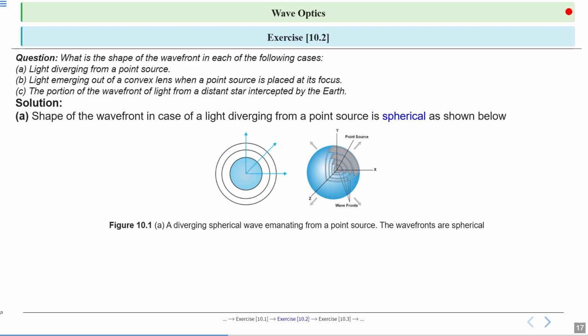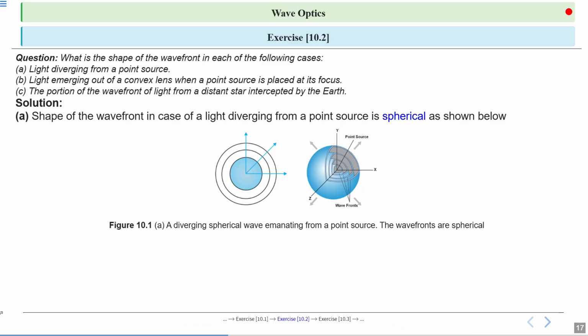So let's examine the first case, light diverging from a point source. Notice how the wavefronts are spherical. This is because the light spreads out uniformly in all directions from the point source, forming concentric spheres. Picture throwing a stone into a pond and watching the ripples spread out in circles. So why is the shape spherical? Because it is the locus of all points vibrating in the same phase.